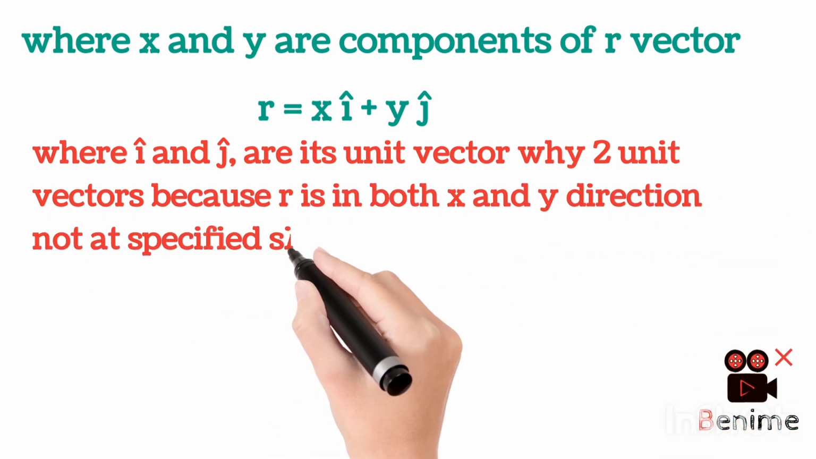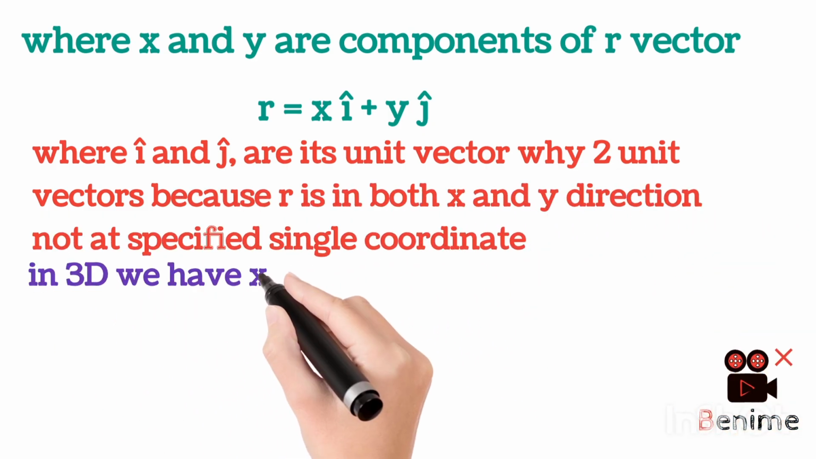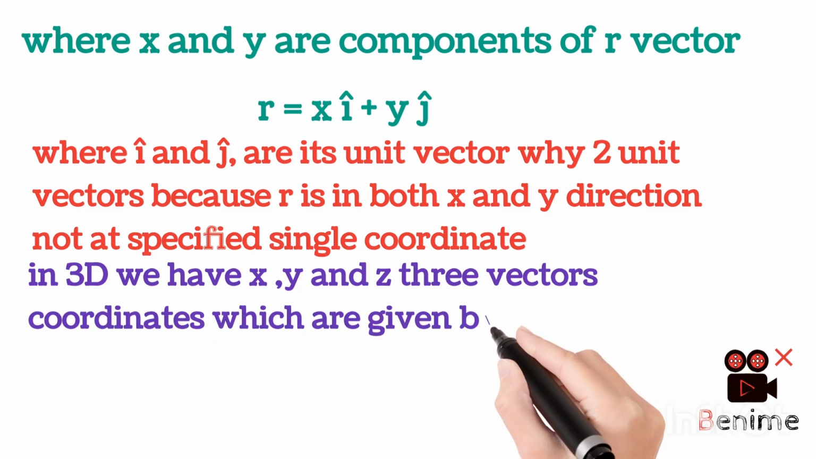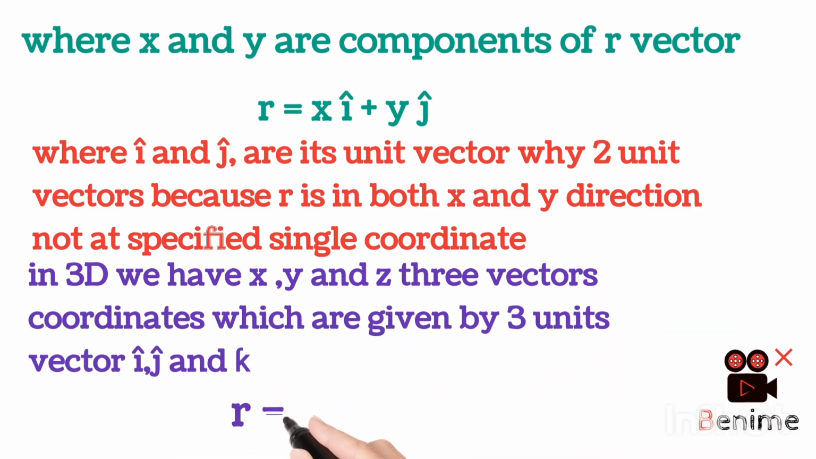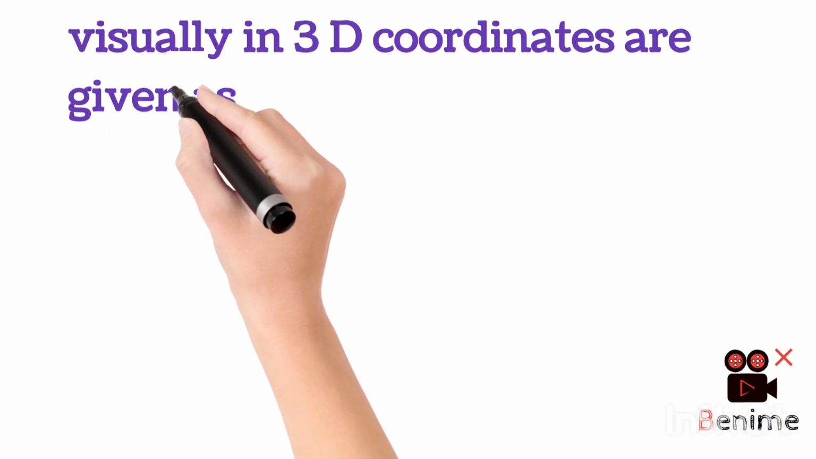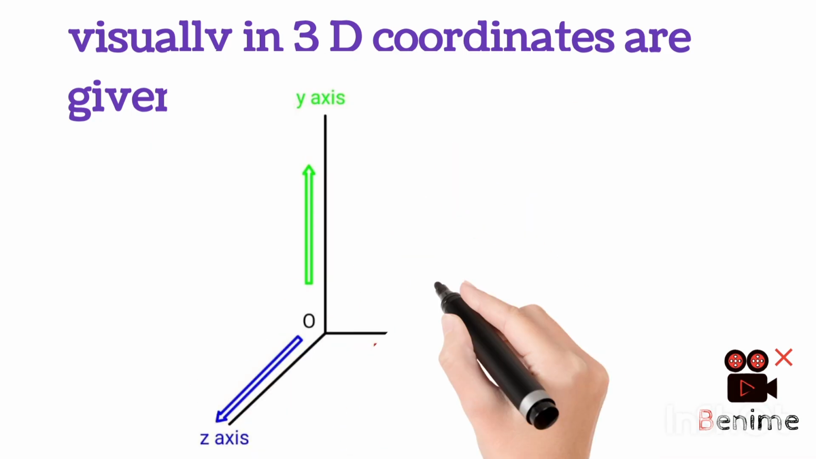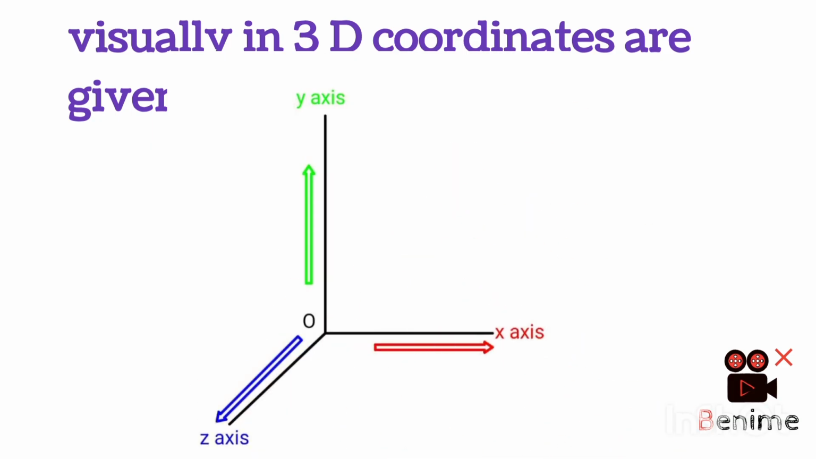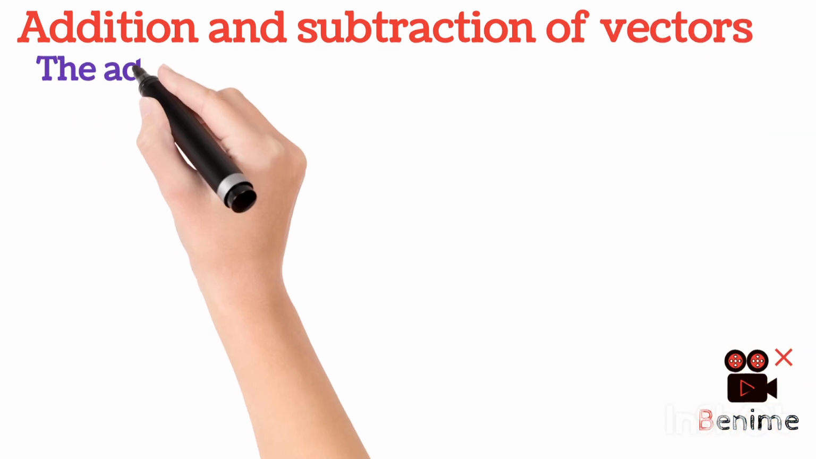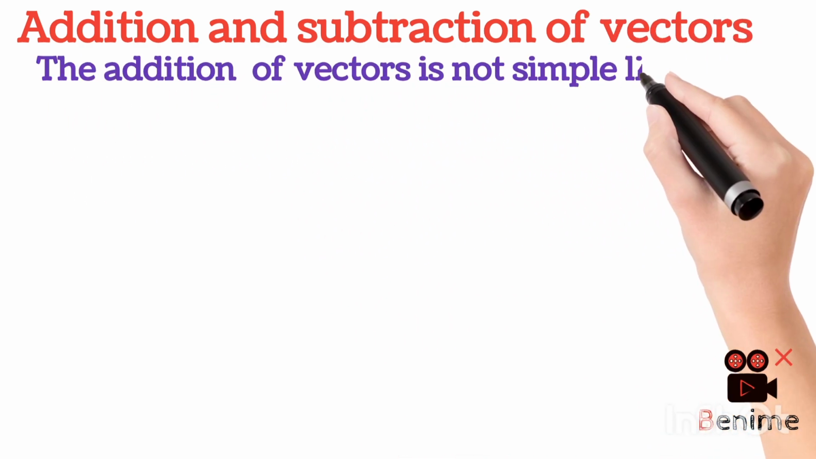For 2 dimensions in xy plane, a position vector can be written as r equals x i unit vector plus y j unit vector. 2 coordinates are used because the point is not on any specified coordinate. i, j and k are 3 unit vectors of x, y, and z axis, respectively.